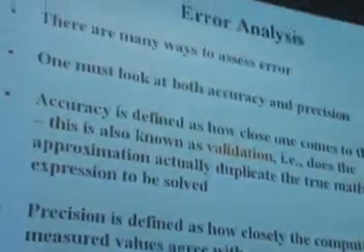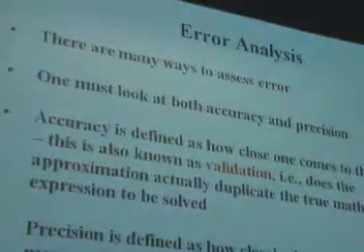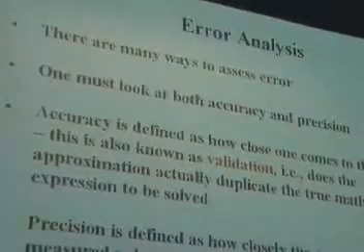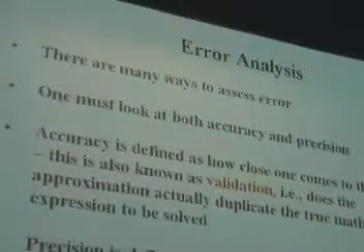All right, error analysis. Okay, there are a number of ways to assess error. If ever you get into advanced courses like finite elements or advanced numerical methods, or some of the things you might do in some of the senior level classes or even graduate level, you will find there are a number of ways to calculate error. You have to look at two things, the accuracy and the precision. All right? Accuracy is how close you come to the exact value. That's known as validation. All right?